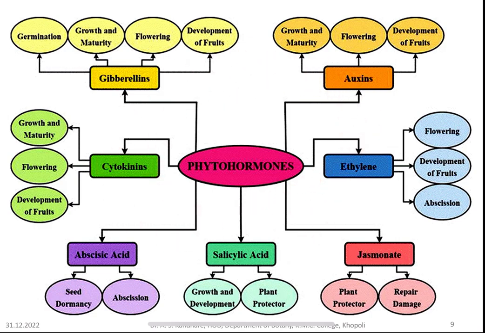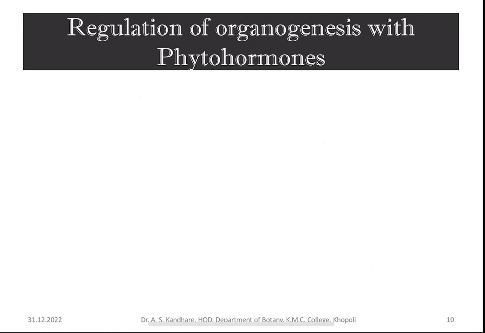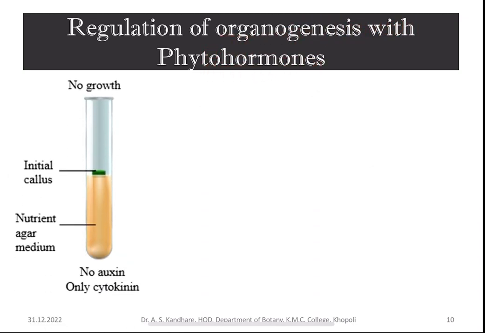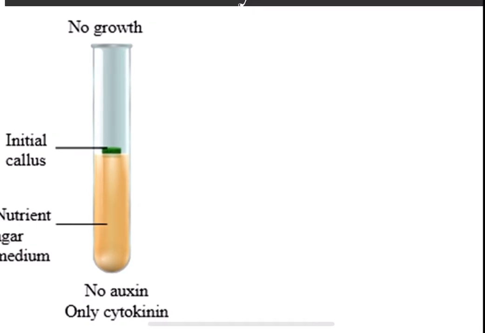So in this way you can see these phytohormones are very vital and significant, isn't it? Organogenesis. तो इस प्रकार से इसको रेगुलेट करना है हमें. सो रेगुलेशन ऑफ ऑर्गेनोजेनेसिस विथ फाइटोहार्मोन्स, यहाँ पे एक एग्जांपल के तौर पे मैंने आपको बताया है. Here you can see initial callus is there, nutrient agar medium in the test tube. So here no auxin, only cytokinin. तो यहाँ पे साइटोकाइनिन देने के बाद सिर्फ कैलस डेवलप होता है.